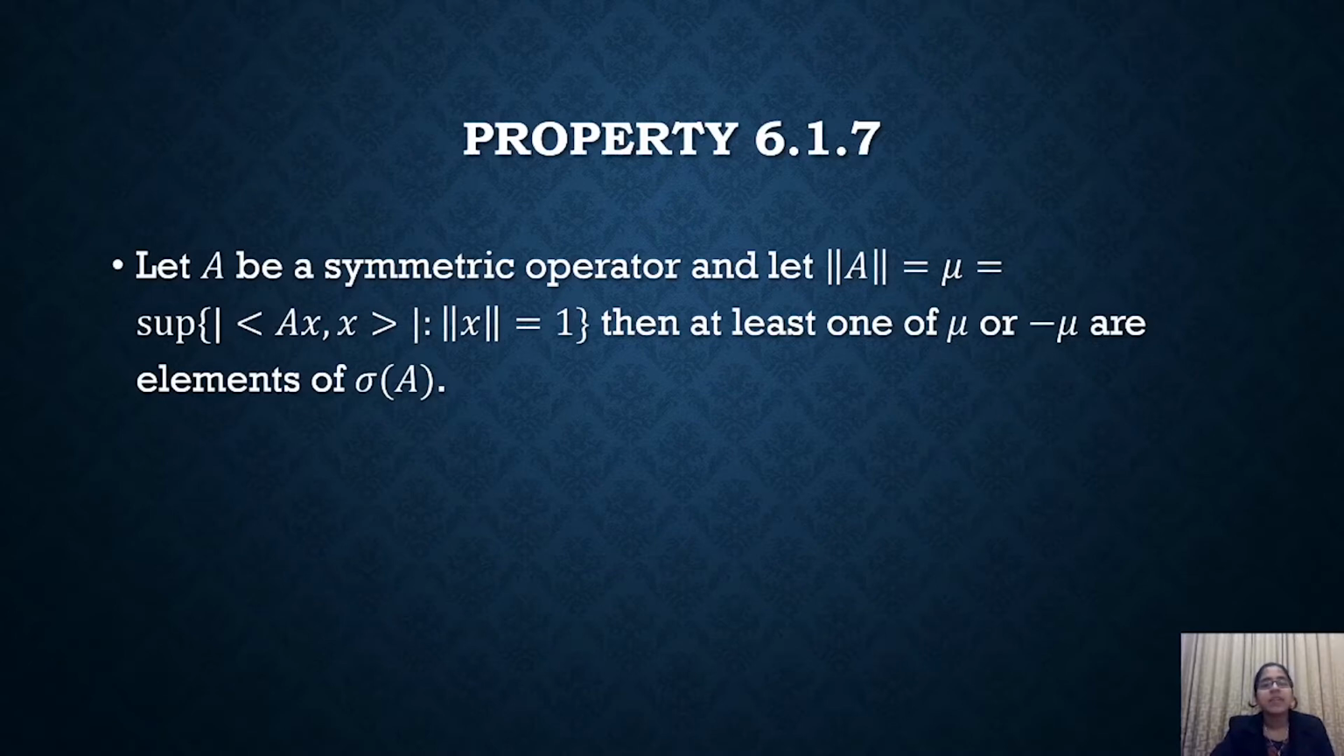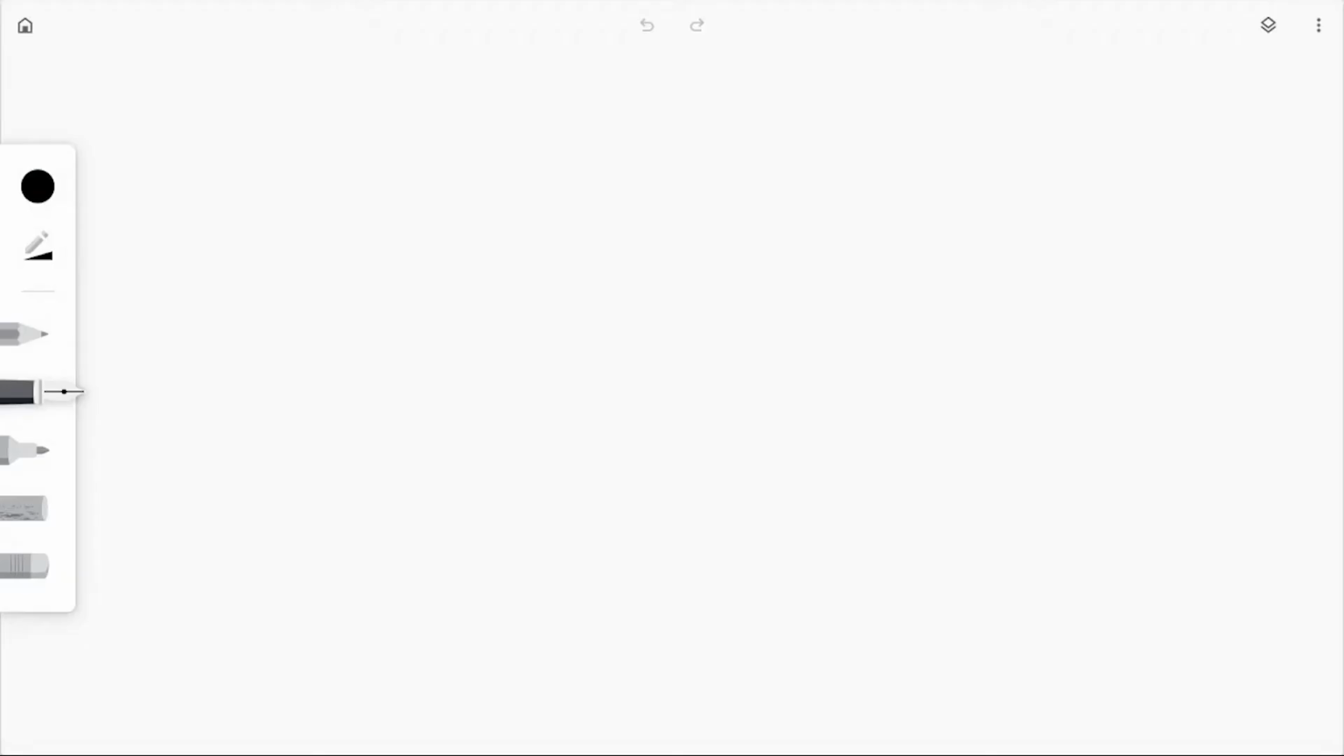That is, if we are considering a symmetric operator and the norm is of this form, then either the positive or the negative value of that norm will be an element of the spectrum of that operator. That is what the property states. So we have to show that either mu or minus mu is an element of the spectrum. So let's move on to the proof of this property.